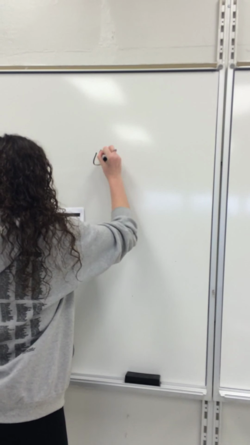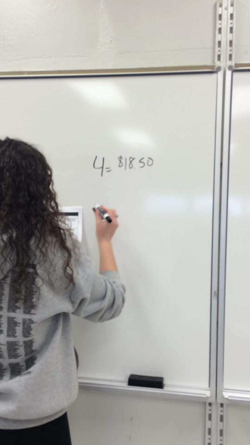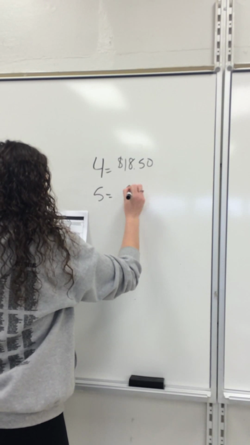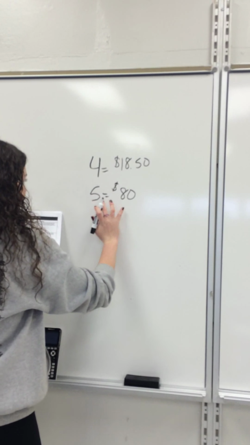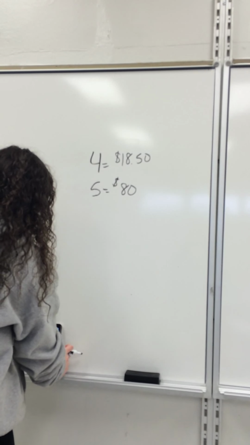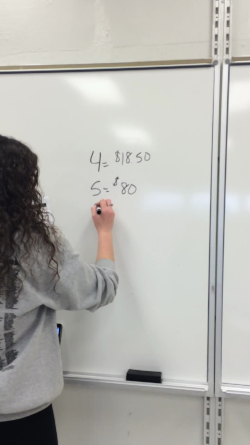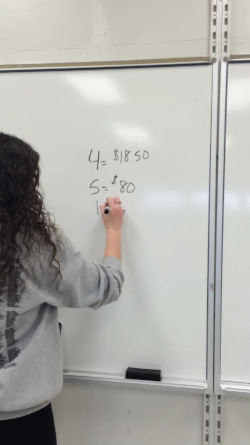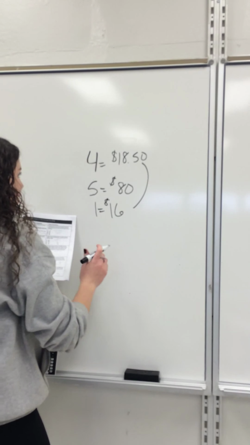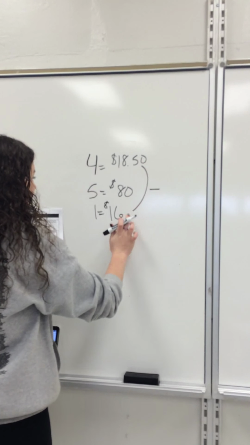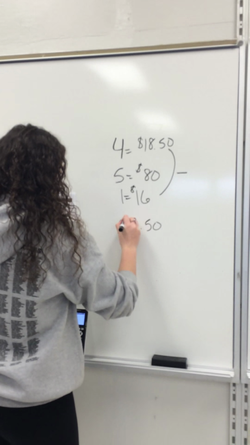So for the 4, they would have to pay $18.50 each, but for 5, it would be $80. So in order to find out how much it would cost for each person there, you're going to want to divide 80 by 5. So that means that one person has to pay $16 here instead of $18.50. So in order to find out how much they would be saving, you would subtract $18.50 and 16 to get $2.50.